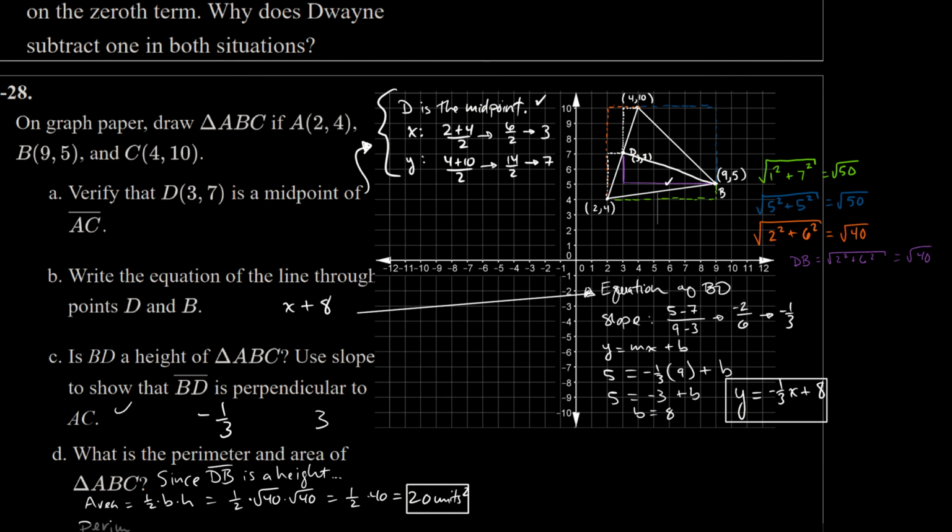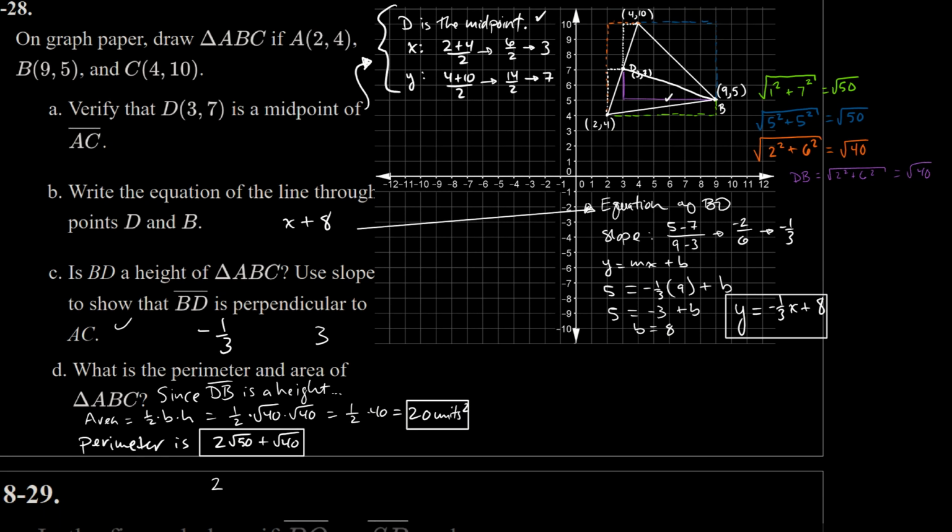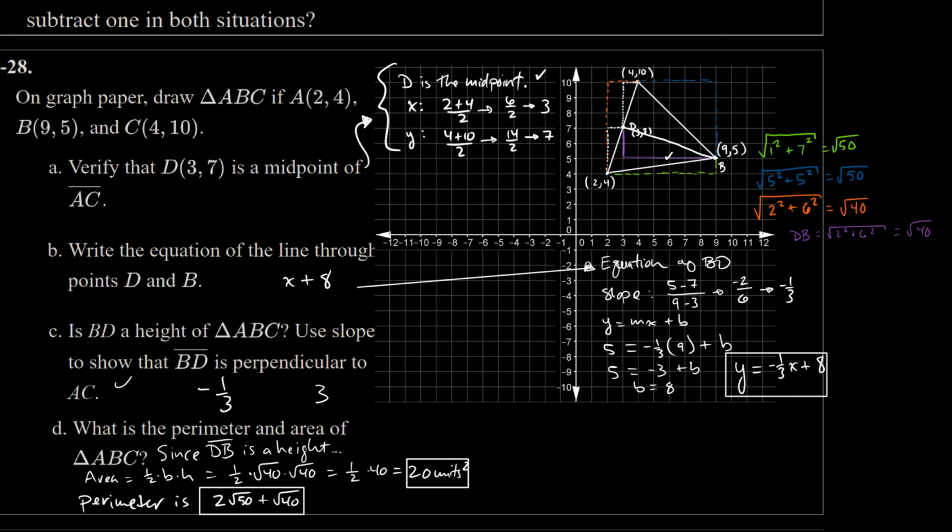And then the perimeter is a little bit more. I've got two root 50s, one of them with the green, one of them with the blue, and then the other one is the square root of 40. So I can write my perimeter like that, or I could find it as a decimal approximation.